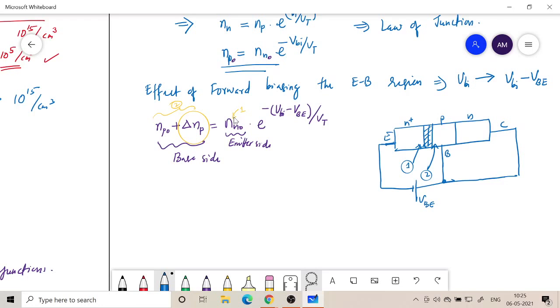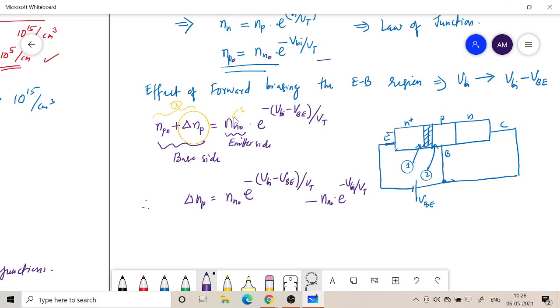Okay, so we get this expression, and we are looking at the concentration increase here. In order to find the increase in the concentration, what we need to do is basically take NP0 to the other side. So delta NP, what we are interested in finding out, is basically NN0 e raised to minus (VBI minus VBE) by VT, and now NP0 is here, so I can substitute it as NN0 into e raised to minus VBI by VT.